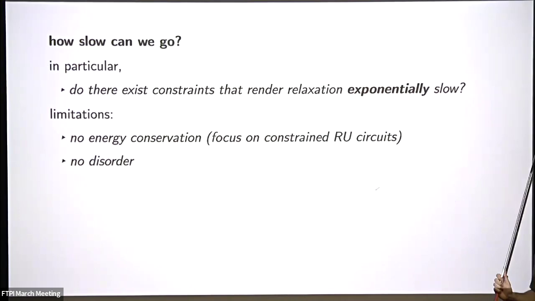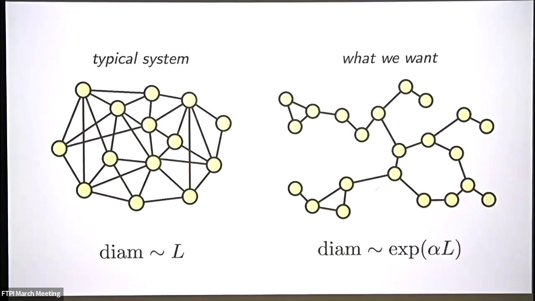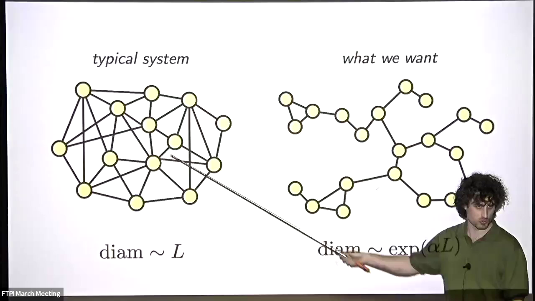Okay, and the strategy for doing this is we're going to try to create effective Fock-based localization by engineering the dynamics to have very, very sparse connectivity in Hilbert space. Okay. So to illustrate what I mean by that, I'm going to draw pictures like this. Each vertex in this graph will be a state in Hilbert space. And I'm going to draw edges between two states if they're connected by the dynamics. So for example, if the Hamiltonian has a non-zero matrix element between two states, I'll draw an edge.